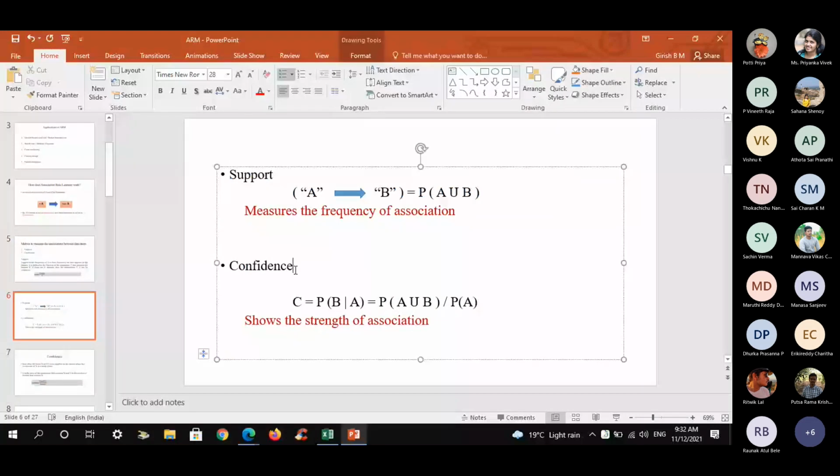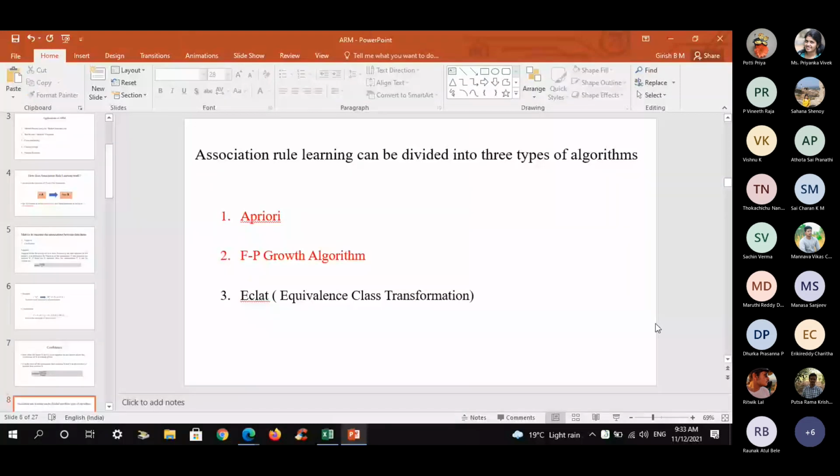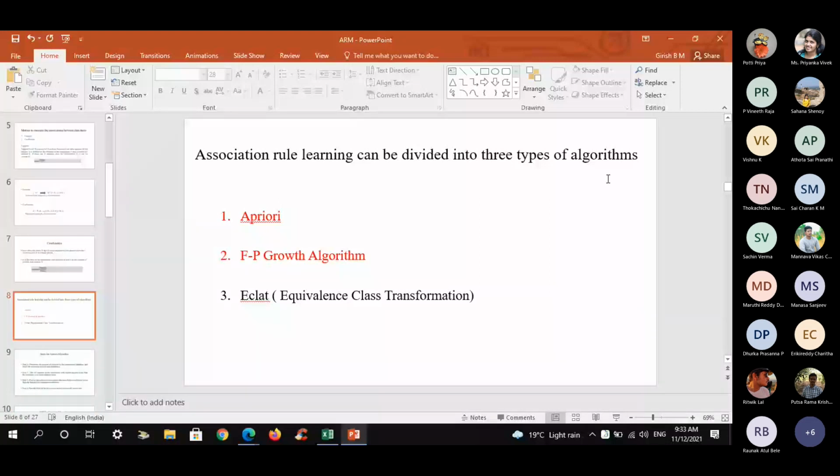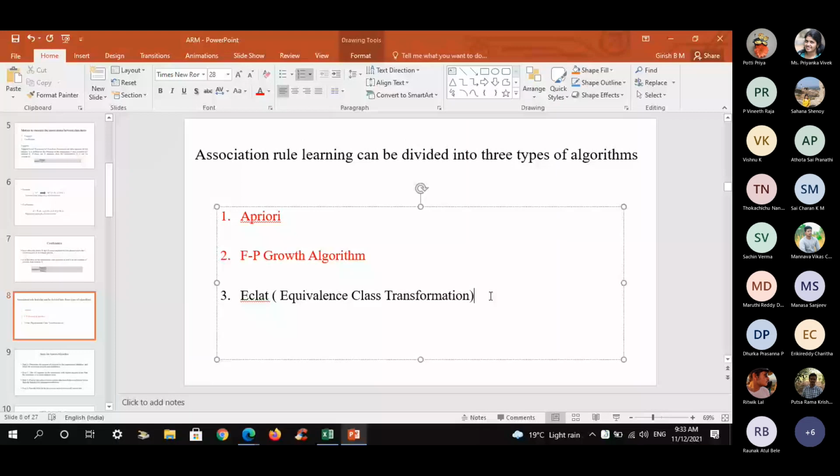What is support? It measures the frequency of association. The second parameter is confidence, which shows how strongly the items are correlated, how strongly or how weakly they are appearing together in the transaction database. Association rule mining is divided into three types of algorithms: Apriori algorithm, FP growth algorithm, and equivalence class transformation algorithm. You are studying only these first two.